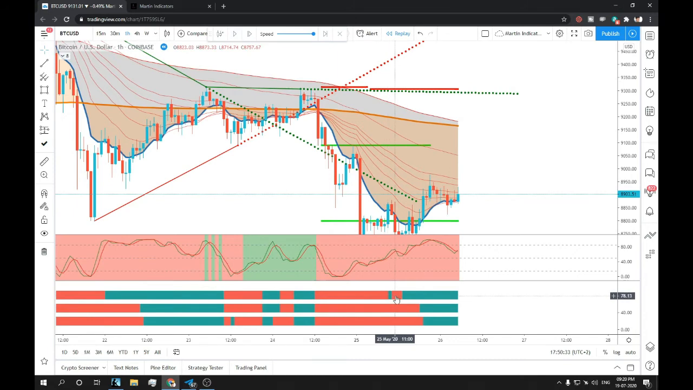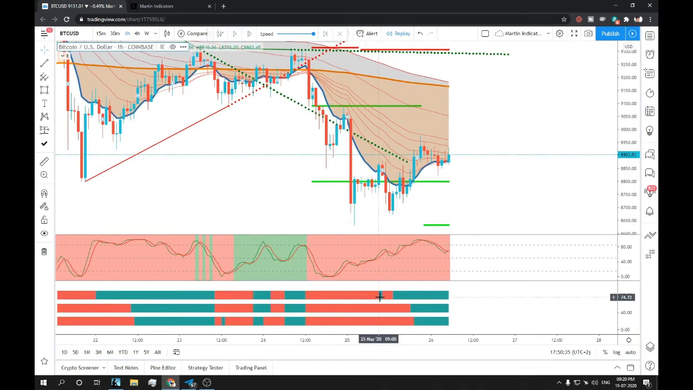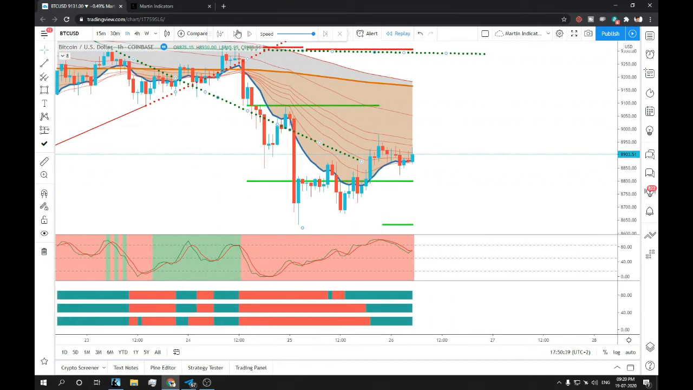We will ignore these types of shorts. You can see, guys, just a small green and again a red. You will not take those trades. We will ignore those trades.